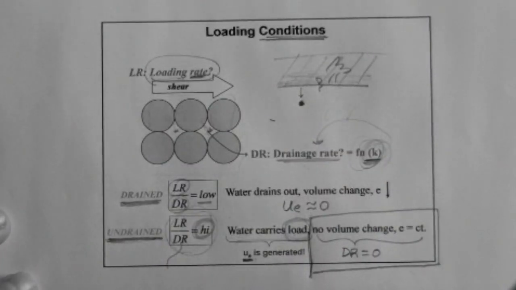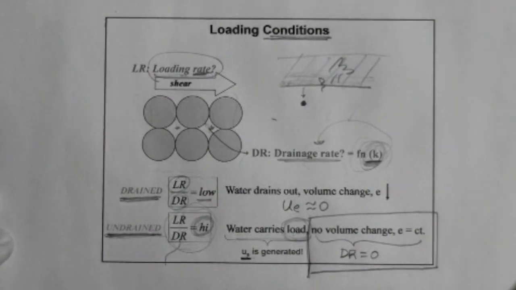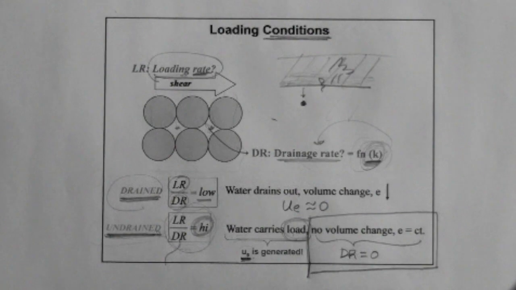Okay, the important thing, or this is all very important of course, but the major thing here is that when UE is generated, then we have what is called an undrained condition, and when UE is not generated, or basically very little and quickly dissipates, quickly disappears in time, we have what's called a drained condition.